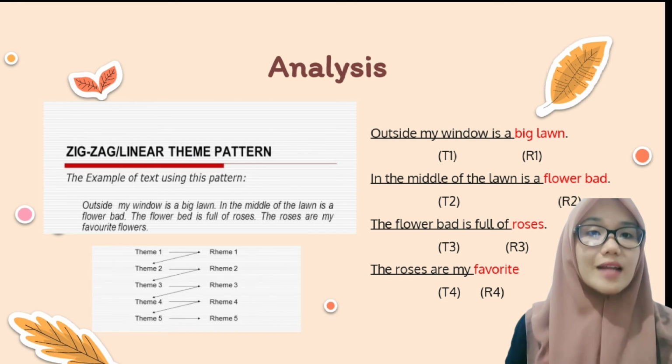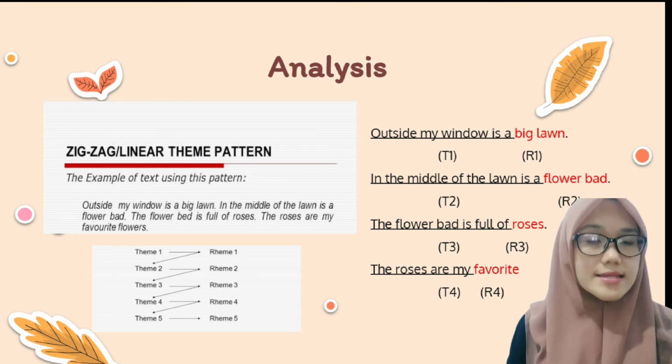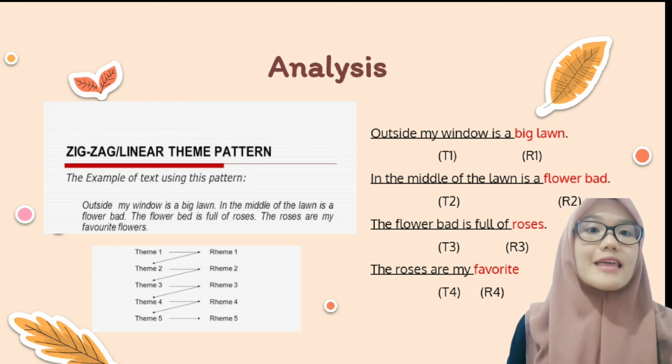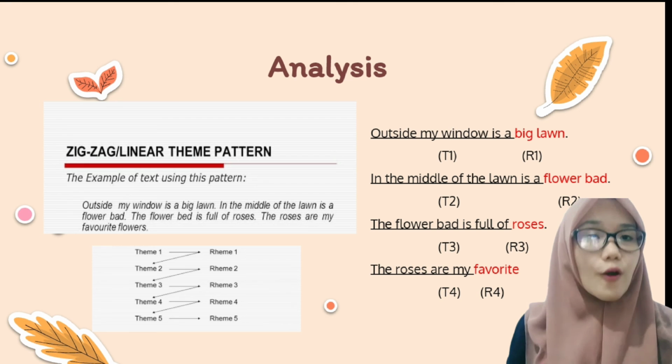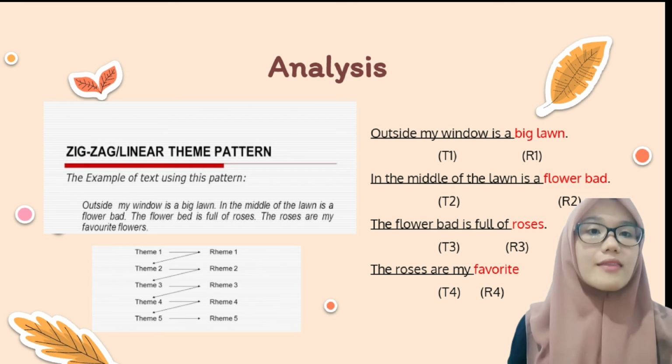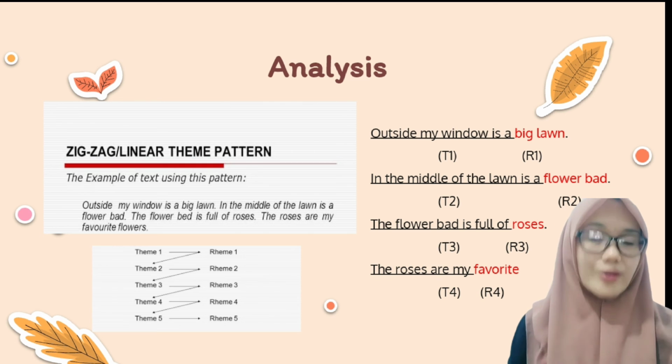In the middle of the lawn is a flower bed. In the middle of the lawn is theme 2 and a flower bed is rheme 2. The flower bed is full of roses. The flower bed is theme 3 and full of roses is rheme 3. The roses are my favorite. The roses is theme 4 and my favorite is rheme 4.